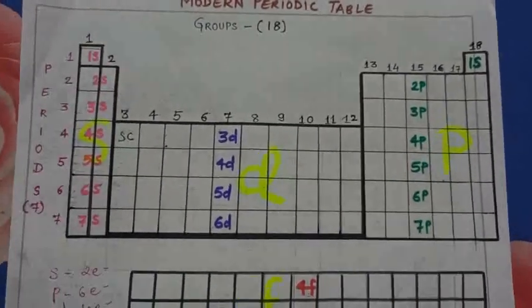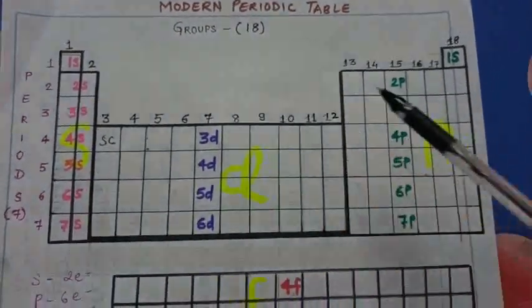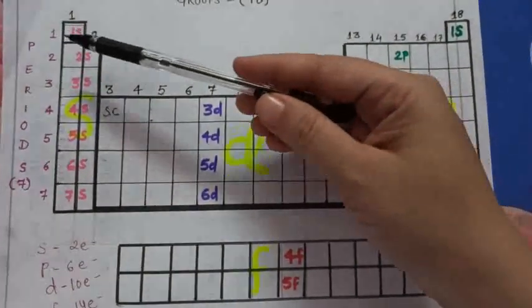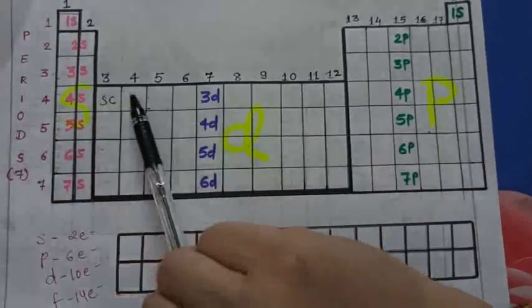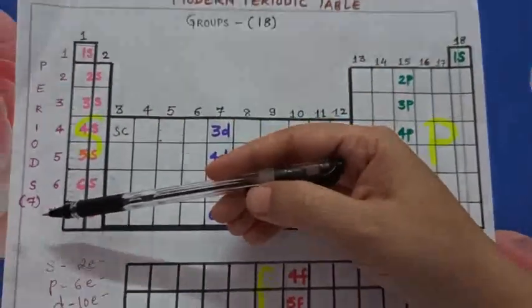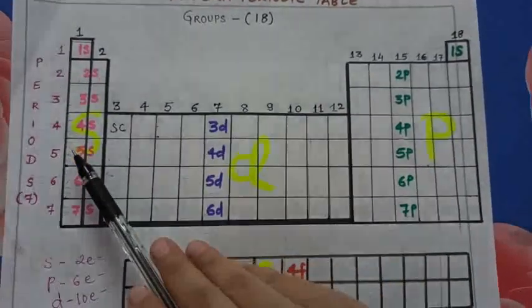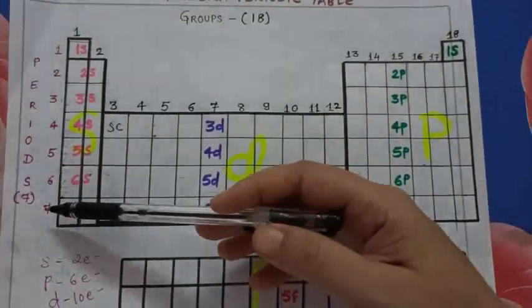When we move from left to right in the modern periodic table, you can see there are 7 lines. These 7 horizontal lines or rows are called periods. So in the modern periodic table there are 7 periods. What are periods? Periods are the horizontal lines, and there are a total of 7.